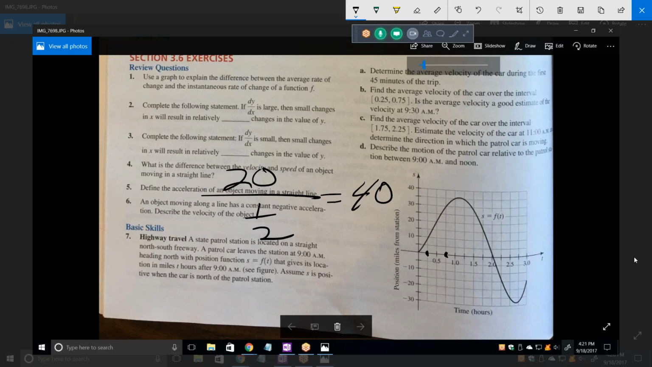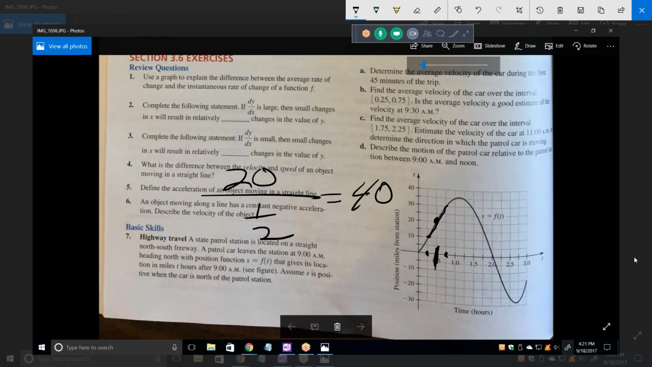Is the average velocity a good estimate of the velocity at 9:30? Right there is 9:30, okay? Well, the average velocity goes from there to there. Well, if we look at 9:30 and try to figure out the instantaneous velocity, that looks awfully close to the tangent line, right? So the answer is yes.